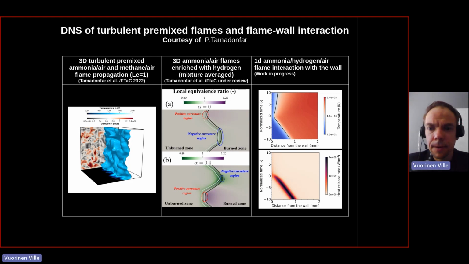Finally, on the right, work in progress on 1D ammonia hydrogen air flame interaction with the wall. And there we have seen certain interesting anomalies near the wall. But as I said, this is work in progress, and we see the flame quenching, but there are certain interesting phenomena that you can also get out of these simulations.